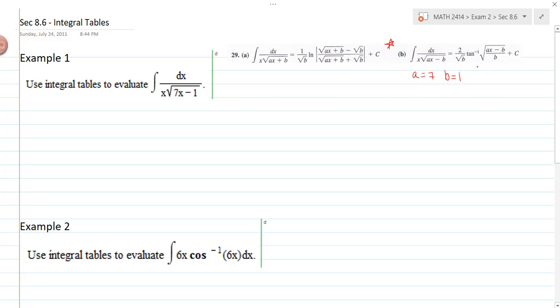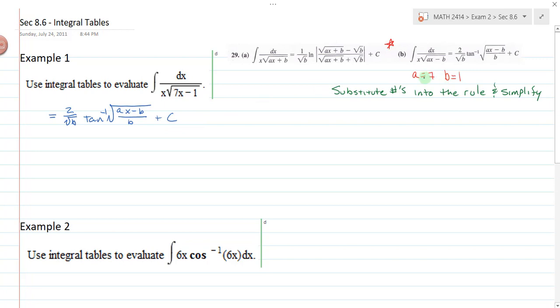So it looks like this is going to be the form. The first thing you want to do is identify what it is that you're going to plug in place of the letters over here on the right-hand side of the equal sign. So we're going to substitute the numbers into the rule and then simplify the results. So the rule is this is going to be 2 over the square root of b tan inverse the square root of ax minus b over b plus c.